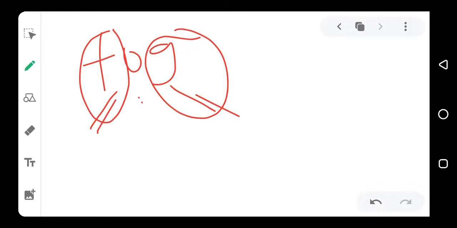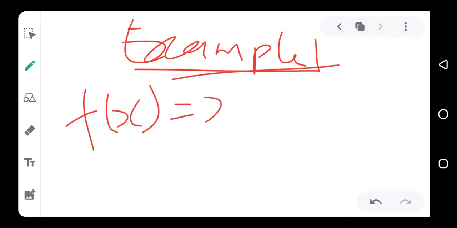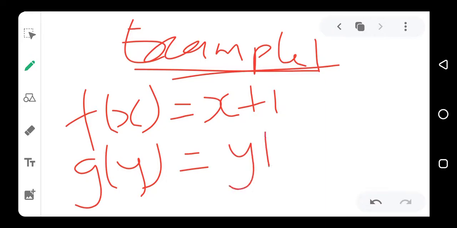Now, how does a question that involves function of function look? Let's look at this example. We have f of x is equal to x plus 1, and we have another function, g of y, is equal to y plus 1 raised to power 2.